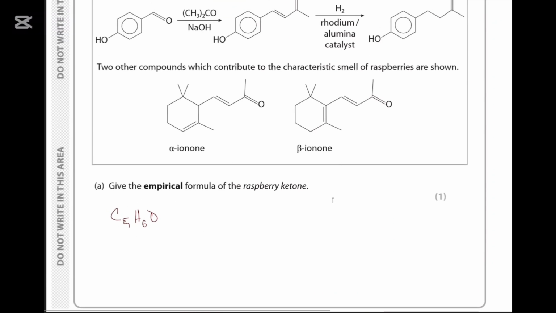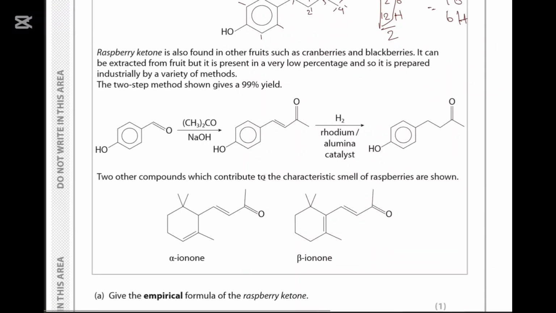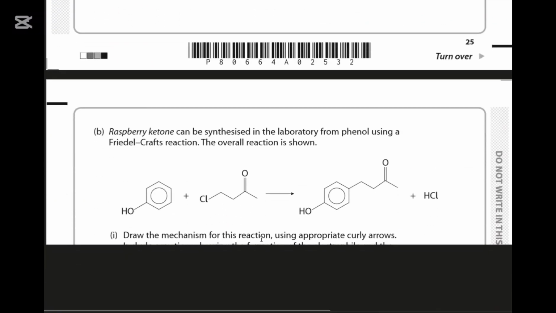So what is the empirical formula for raspberry ketone? We can see that in raspberry ketone, there are six carbon atoms in this ring, so 6, 7, 8, 9, 10. So 10 carbon atoms. We have two oxygen atoms, and in total 12 hydrogen atoms. If you count 1, 2, 3, here we have 3, then 4, 5, 6, 7, and 8, 9, 10, 11, and this one 12. All three values can be divided by 2, and then we find that there are 5 carbons, 1 oxygen, and 6 hydrogen. Therefore, the empirical formula is C5H6O.